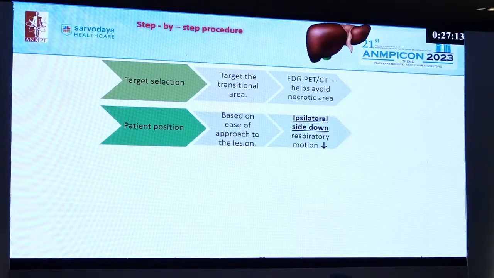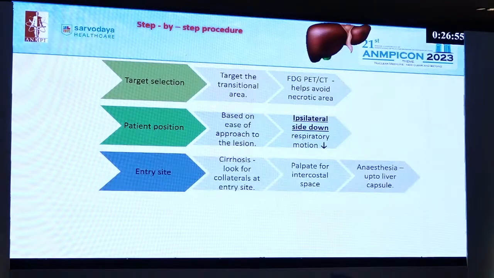The next step is patient positioning. How should we position the patient on the bed while doing the biopsy? The patient should lie down in the ipsilateral side down position. That will reduce the respiratory motion on that side, and there will be less respiratory motion over that side, and you can approach the lesion very well.